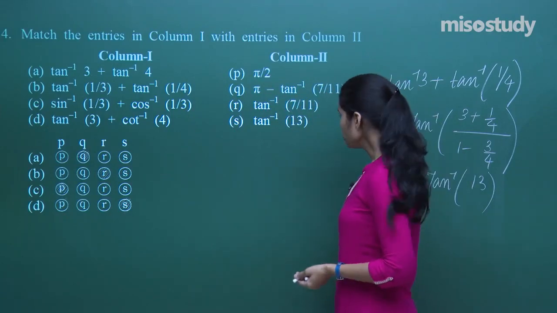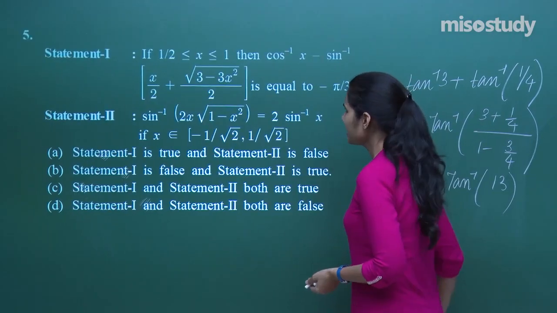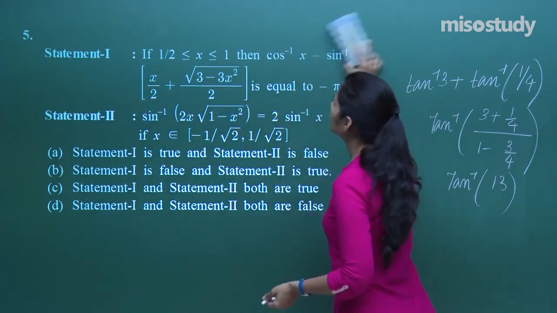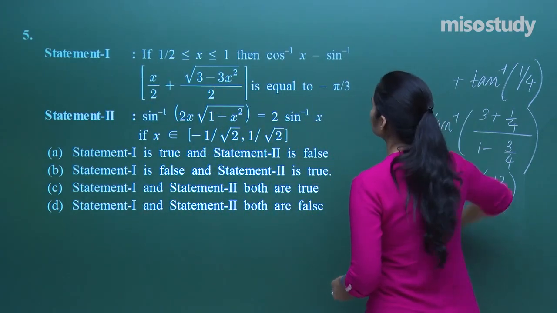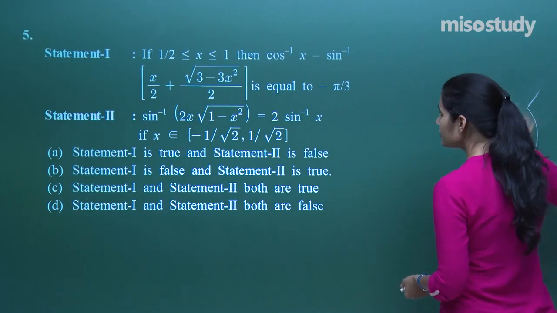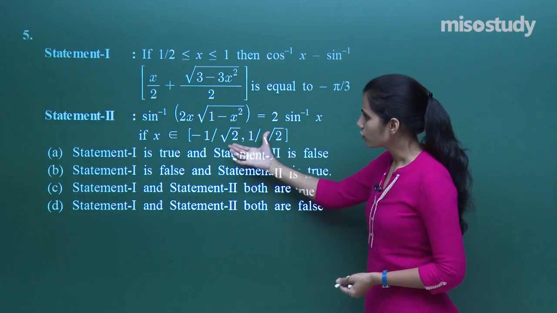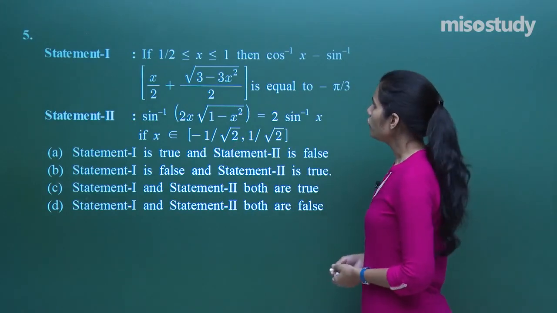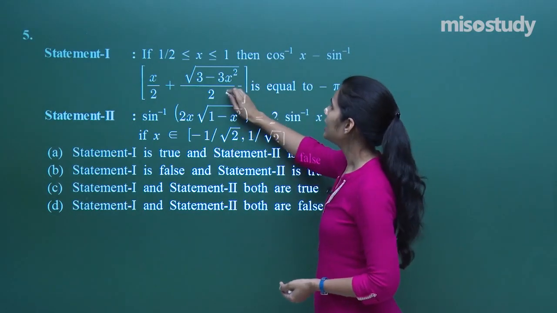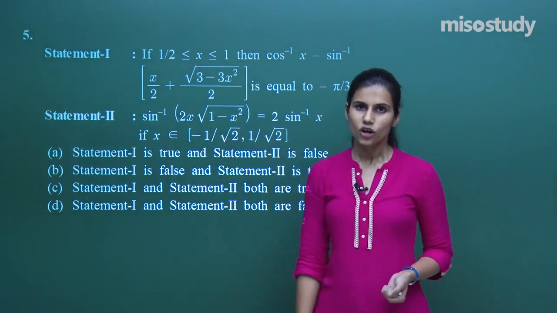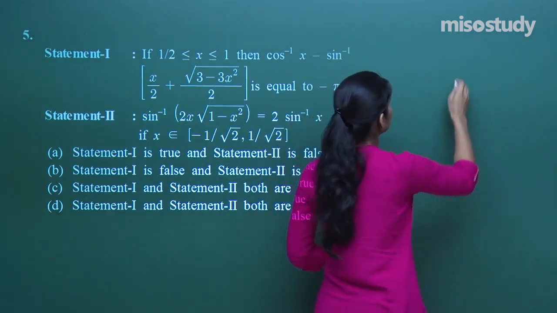Clear? Moving to the next question, statement 1 says that if x belongs to the closed interval 1 by 2 to 1, then cos inverse x minus sin inverse of this expression is equal to minus pi by 3, or not, and also about the second statement. So very conveniently, I can see that if I take x equals cos theta, what is the situation going to turn out to be?